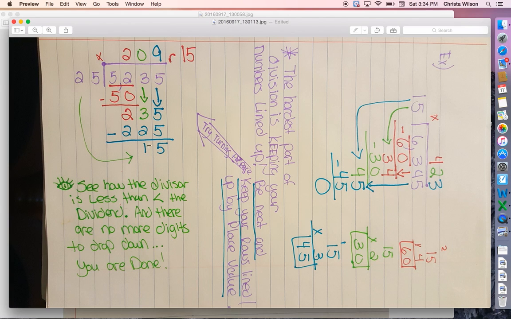And in this case, see how my divisor is less than the dividend, and there are no more digits to drop. This one wasn't nice and neat, but I did have a remainder for this one, and it was less than the divisor. So in this particular problem, I have a remainder of 15, and that's okay. Like I said, division doesn't always turn out nice and neat with a remainder of 0.